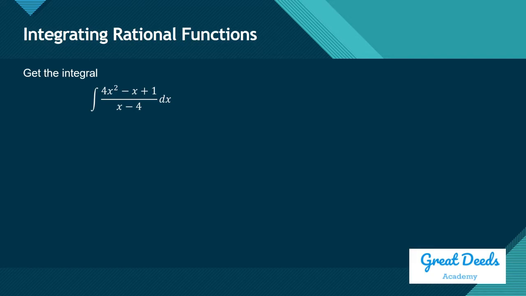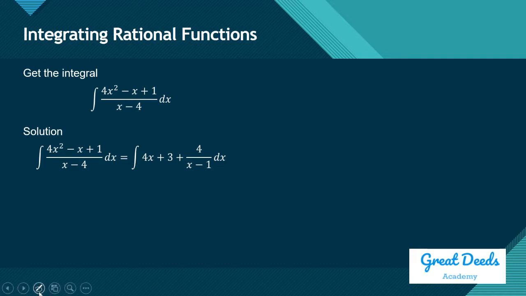If we do the actual division, it will give you this result: 4x squared minus x plus 1 divided by x minus 1 is equal to 4x plus 3 plus 4 over x minus 1. Instead of getting the integral of this function, we will get the integral of this function term by term. And the integral is going to be equal to 2x squared plus 3x plus 4 times ln of the absolute value of x minus 1 plus c.